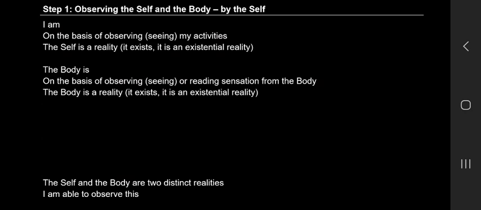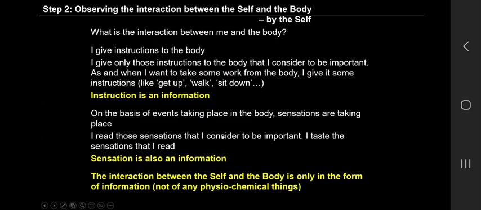With this, in step two, we are observing interaction between the self and the body. So I give instructions to the body, and I have choice to give instruction or not to give. I give only those instructions to the body that I consider to be important. And I can see that this instruction is an information.